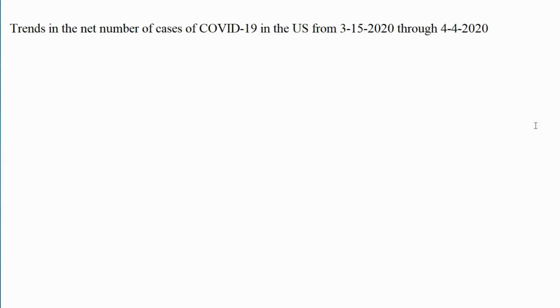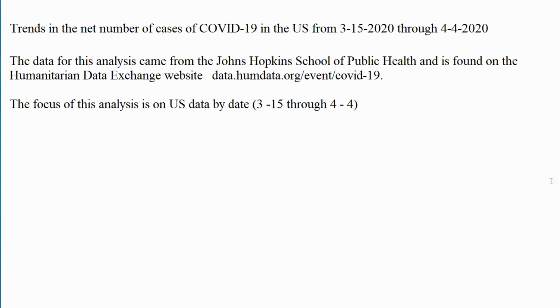In this video, we'll look at trends in the net number of cases of COVID-19 in the U.S. from the 15th of March through the 4th of April 2020. The data for this analysis came from the Johns Hopkins School of Public Health. The data is found on the Humanitarian Data Exchange website, data.humdata.org/event/COVID-19. And as I said, the focus of the analysis is on U.S. data by date 3/15 through 4/4.